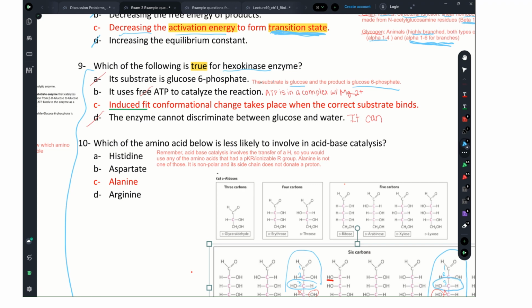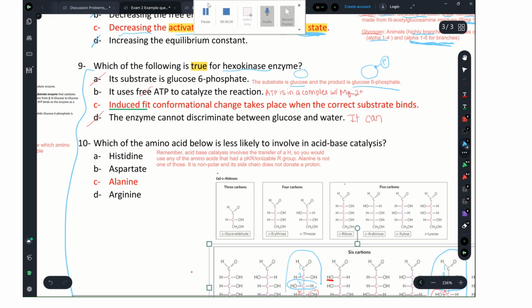So students have trouble with this, but let's go ahead and draw it a little bit. So glucose is just like the circular form, and then glucose 6-phosphate, let's say that this is carbon number 6 right here. The enzyme, all it does is add a little phosphate. So that's now glucose 6-phosphate, and that's what hexokinase does. So that is not true because they had it backwards.